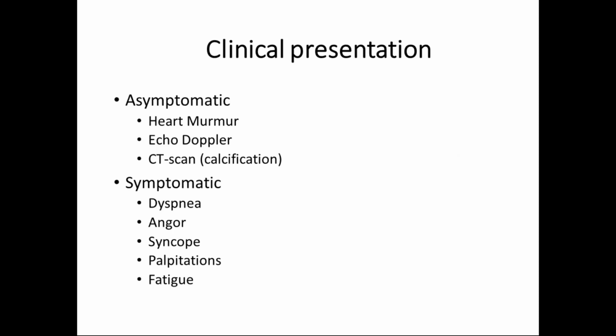So we'll go through the clinical presentation briefly. Patients can be either asymptomatic or symptomatic. For those who are symptomatic, basically a physical exam with a heart murmur raises suspicion for a heart valve disorder. Also, a routine echo Doppler exam for another indication can detect a heart valve condition, as well as a CT scan, which can detect calcification in one of the heart valves, which is obviously an abnormal sign.